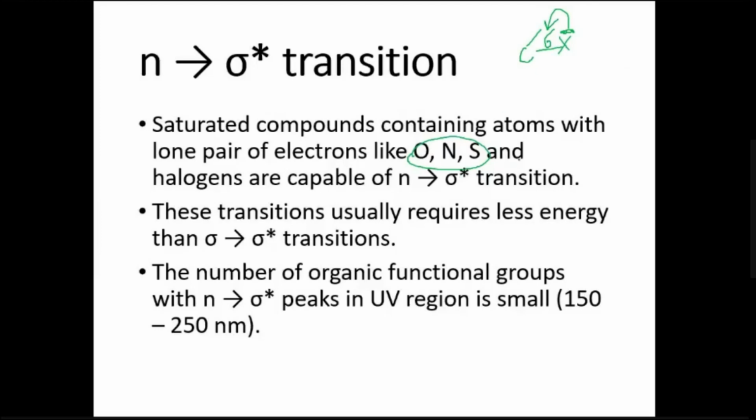Now, n to sigma star transition is associated with a lesser amount of energy because n orbitals are not overlapping with any other orbital, so they are naturally present at slightly higher energy. So 150 to 250 nanometers is where you will observe these types of transitions.